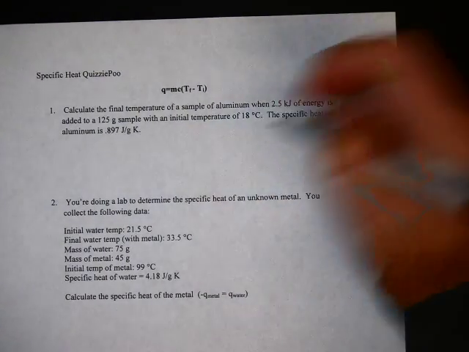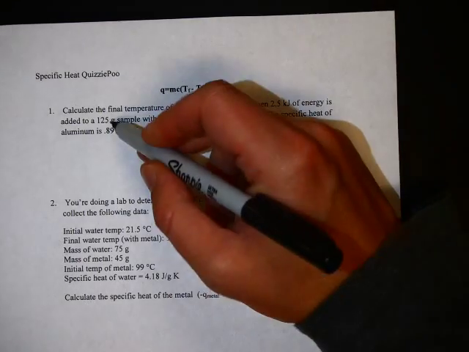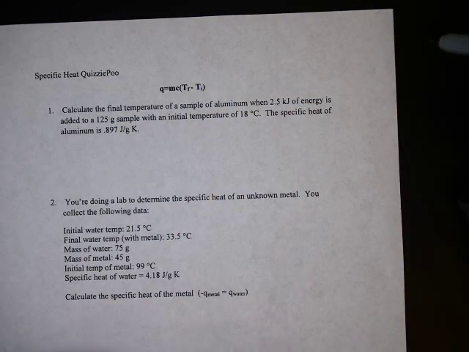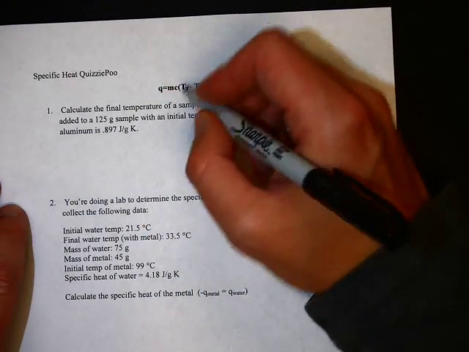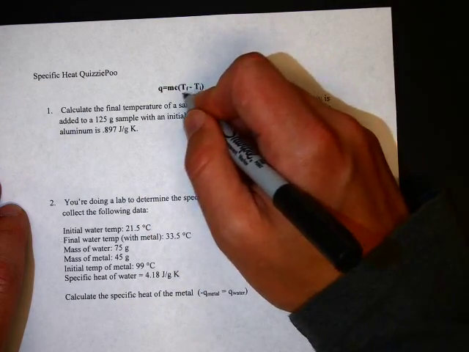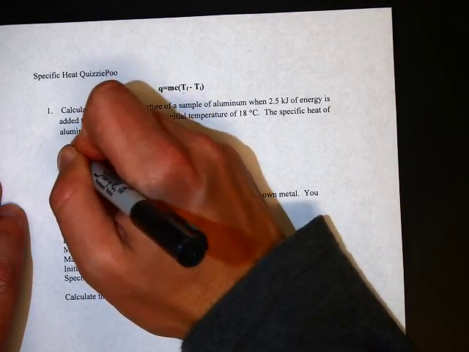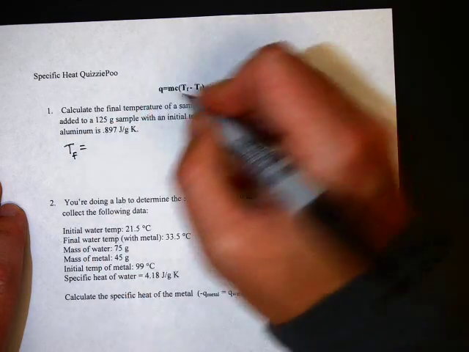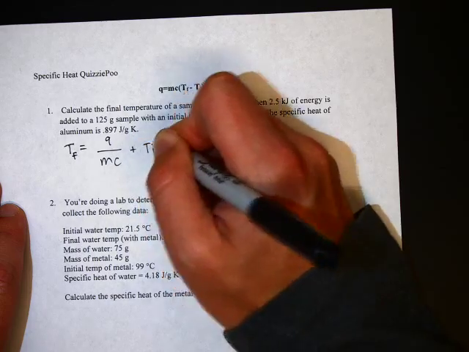Let's do the first one. Calculate the final temperature for a sample of aluminum when 2.5 kilojoules of energy is added to a 125 gram sample with an initial temperature of 18 degrees Celsius. There's a specific heat of aluminum. If you want to solve this for final temp, you've got to rearrange it, and when you rearrange it, you would end up with final temp equals Q over M times C plus initial temp.